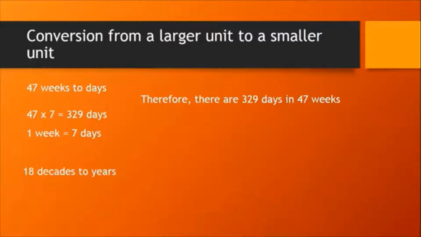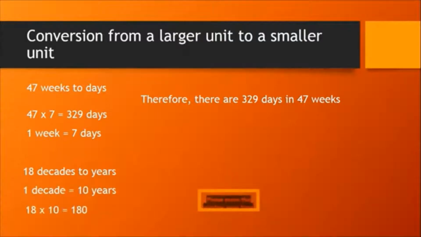How about we convert 18 decades to years? 1 decade is equivalent to 10 years. So 18 times 10 is 180. So therefore, there are 180 years in 18 decades.